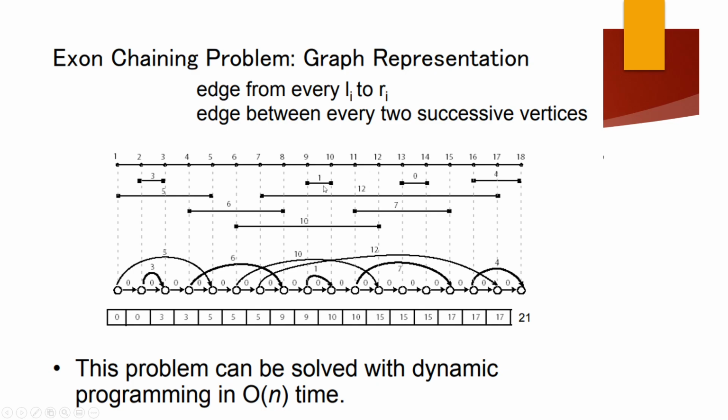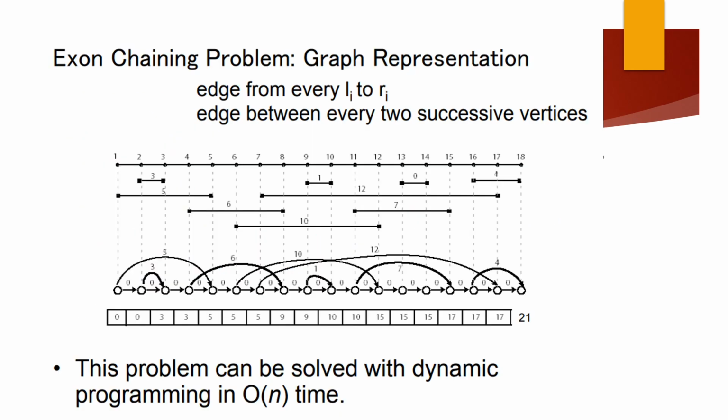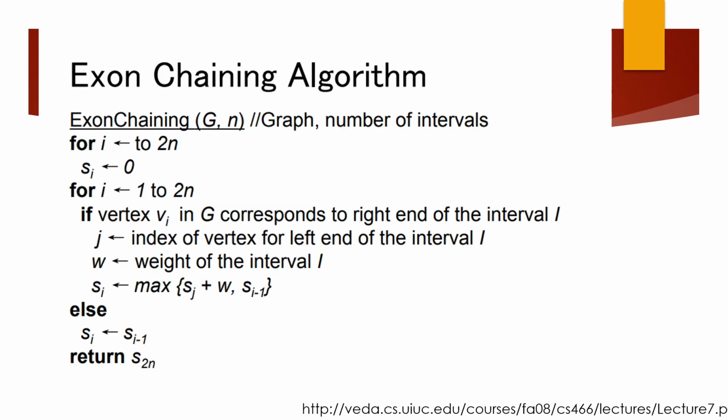So this problem has been, I believe, defined on this website here from University of Illinois, and you can look at this lecture 7 here. I am just trying to illustrate the algorithm that has been provided for exon chaining here. The important thing in this algorithm, which resembles the hotel problem at the very beginning of chapter 6.